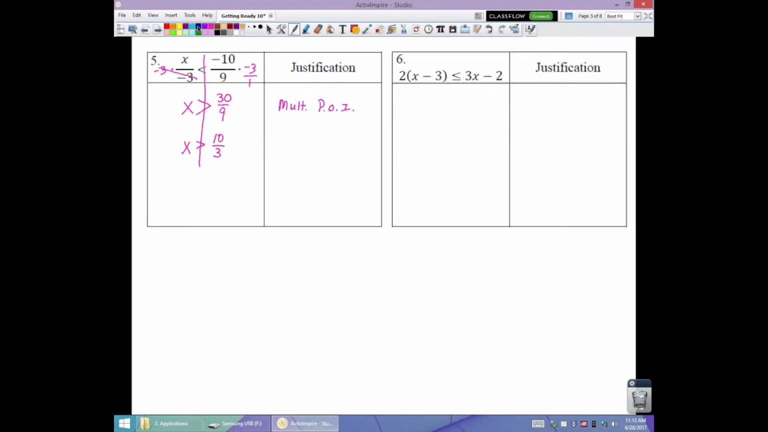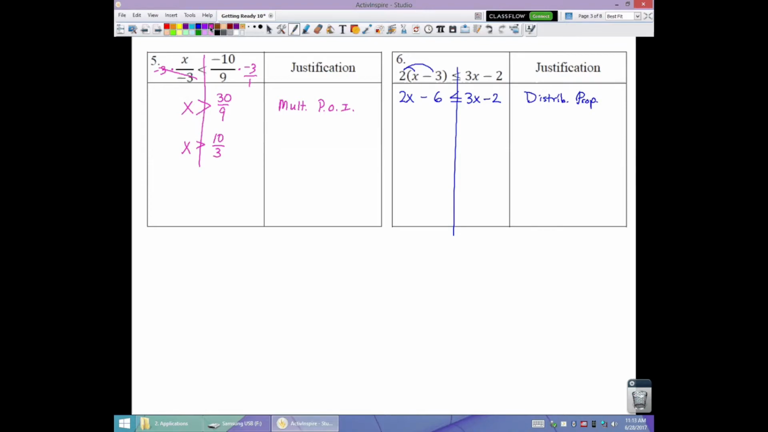Okay, a few more steps in number 6, because we do have parentheses, so we need to start with the distributive property, giving us 2x minus 6 less than or equal to 3x minus 2. Okay, so that's the distributive property.